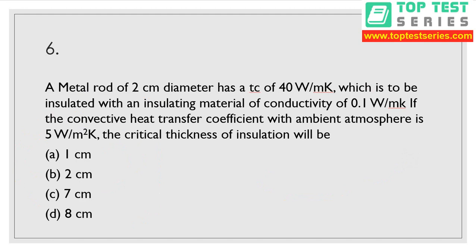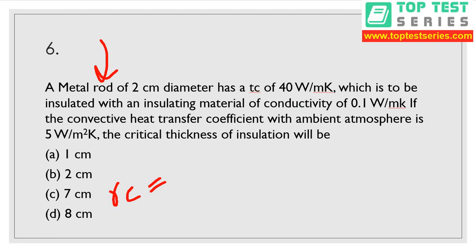Question number 6. A metal rod of 2 cm diameter has a thermal conductivity of 40 watt per meter Kelvin, which is to be insulated with an insulating material of conductivity 0.1 watt per meter Kelvin. If the convective heat transfer coefficient with the ambient atmosphere is 5 watt per meter square Kelvin, the critical thickness of insulation will be. What do you have to find out? Critical thickness of insulation.